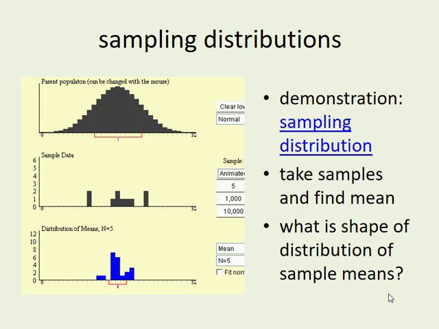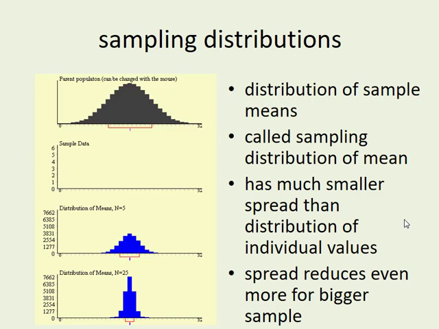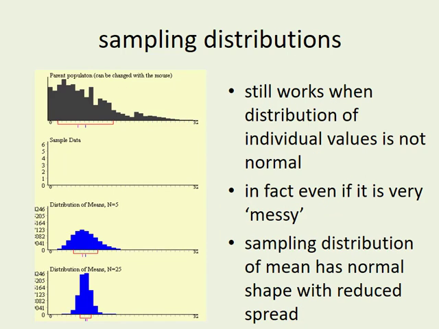It's shown that when you have a parent population like this and you take samples of size 5 and 25, what you find is that the distribution of those sample means, size 5 or size 25, has a much smaller spread than the distribution of individual values, and the spread reduces even more for the bigger sample size. We also found that this still works when the distribution of individual values is not at all normal, even if it's extremely messy. The sampling distribution of the mean still has a normal shape and with a reduced spread.